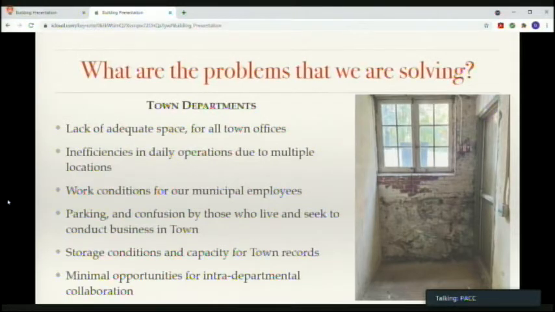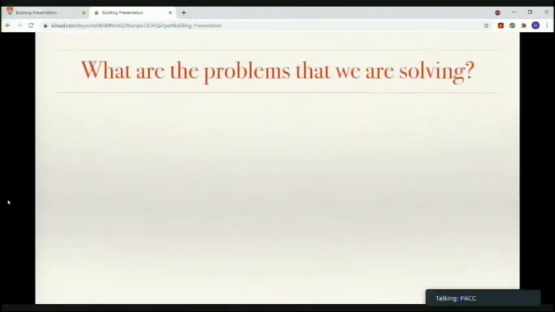So for school departments, we're trying to also solve some of their storage concerns.